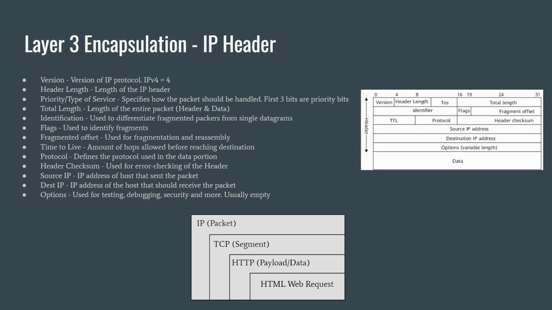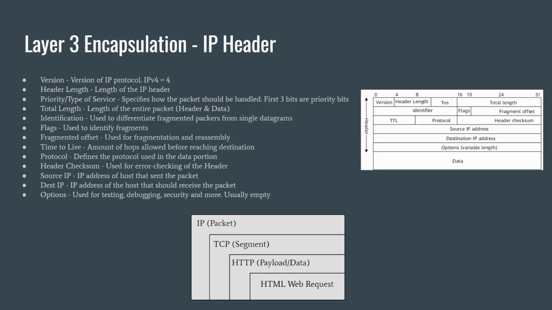When the payload reaches layer 3, it will then be encapsulated by the IP header. On the left, there is a list of the fields within the IP header and what those fields represent. The main ones that I would suggest to know are the time to live, TTL, and what that actually stands for, as well as source IP and dest IP and the fact that the IP address is assigned at the IP level.